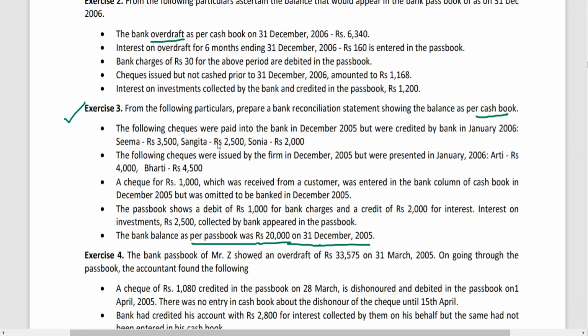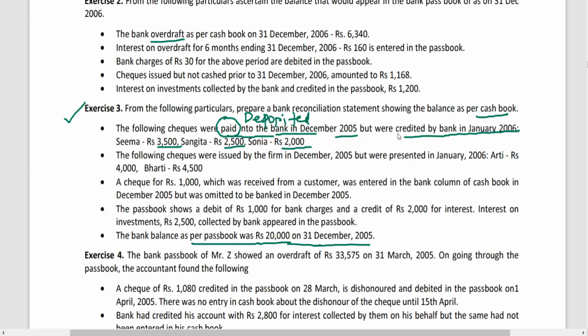The following checks were paid into bank in December 2005 but were credited by bank in January 2006: Seema 3,500, Sangeeta 2,500, Sonia 2,000. That means 3 checks received from these parties were deposited into bank but were credited by bank in January. That means before 31st December there is no entry in the passbook. Paid into bank is nothing but, as we saw last class, deposited into bank.